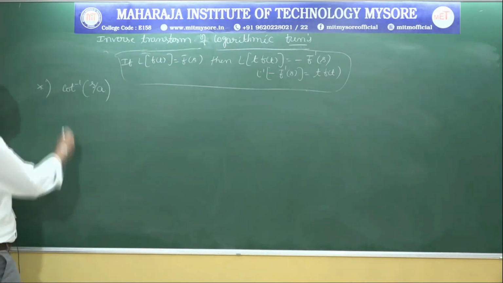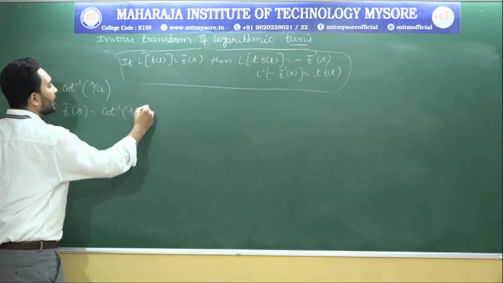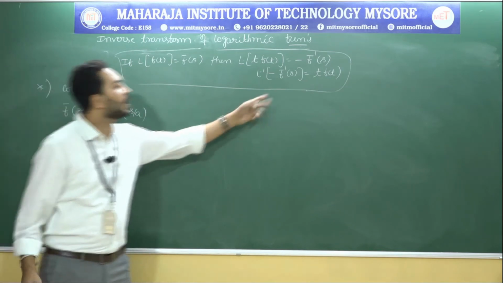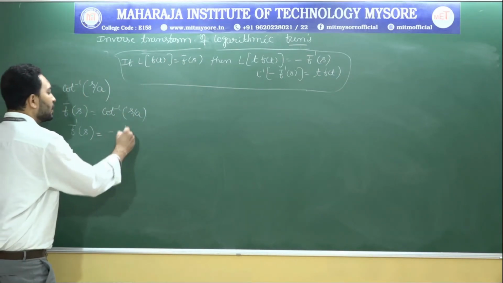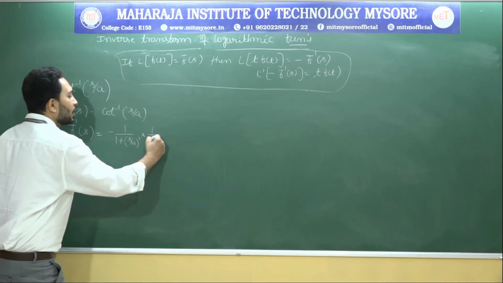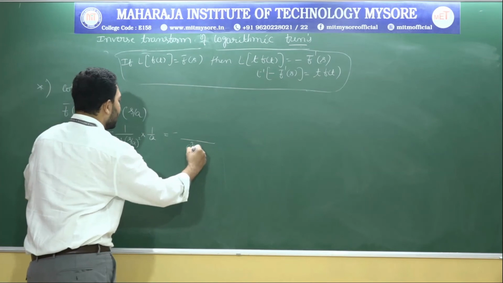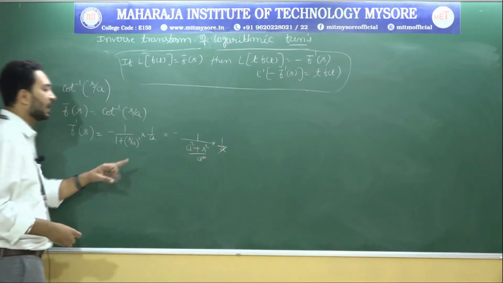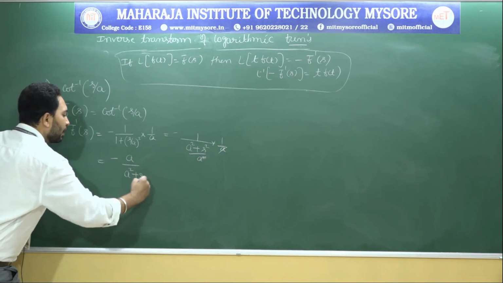Next problem, cot inverse of s by a. I will take this as f bar of s. Then differentiate with respect to s to get f bar dash of s. What is the derivative of cot inverse x? It is minus 1 over 1 plus x square, with x as s by a, so minus 1 over 1 plus (s by a) whole square, into the differentiation of s by a, which is 1 by a. If I take LCM, we will get minus 1 over (a square plus s square) divided by a square, into 1 by a. This a and this a will get cancelled, so it is minus a divided by a square plus s square.